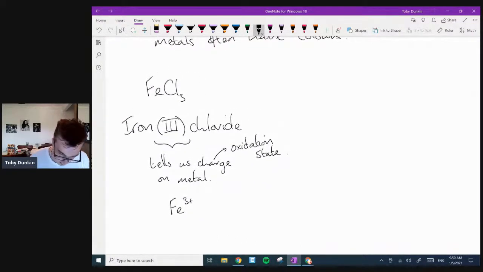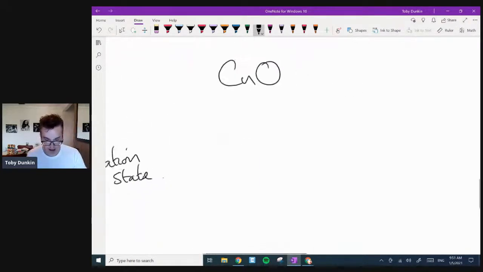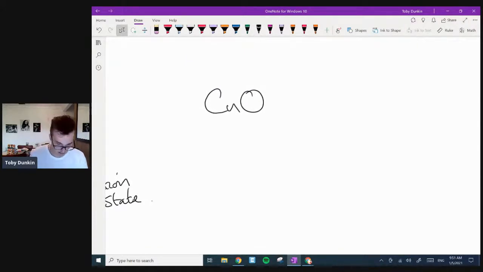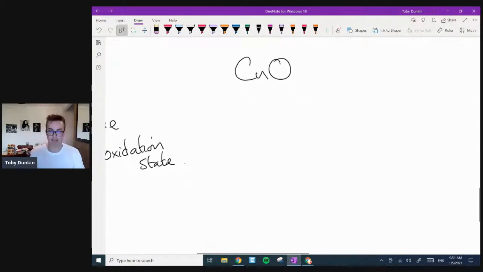So if we now do another one, let's do copper, let's do copper oxide. Well, it's going to need a Roman numeral. I wonder if anybody would like to tell me what the Roman numeral is for this. That's a tricky one, that. Impress me, year 10. Like, seriously, impress me.